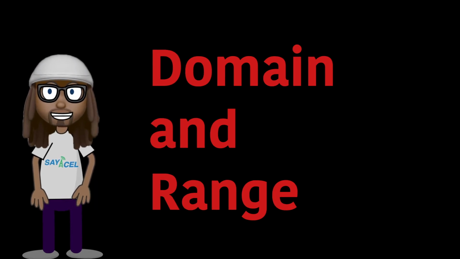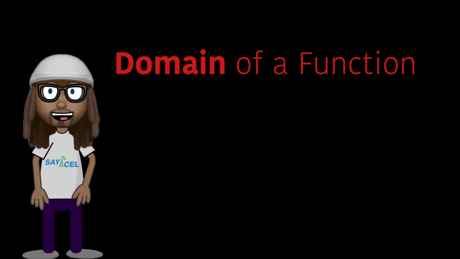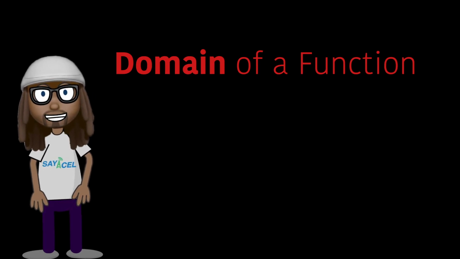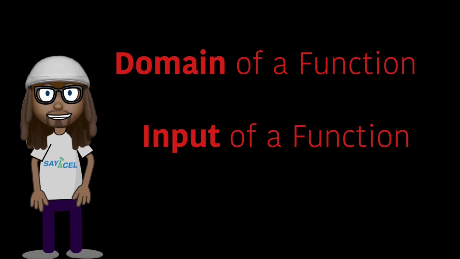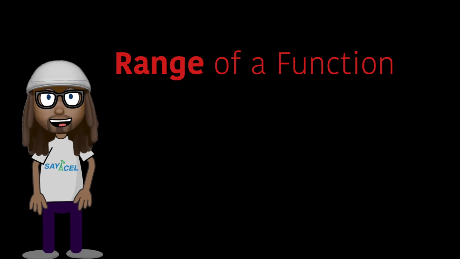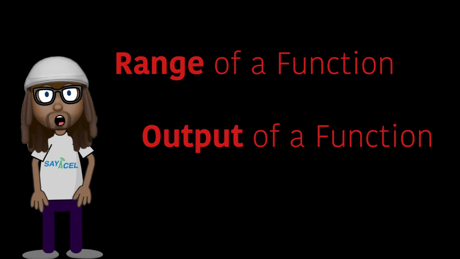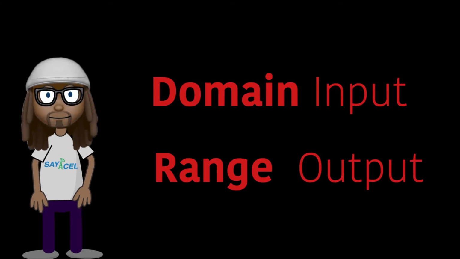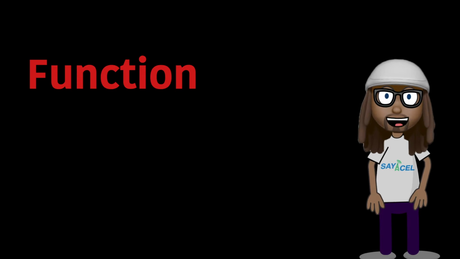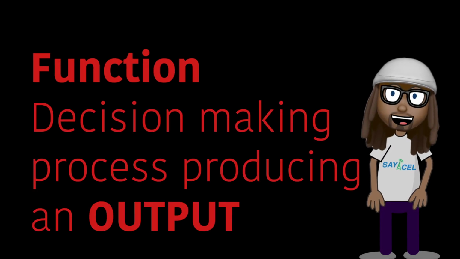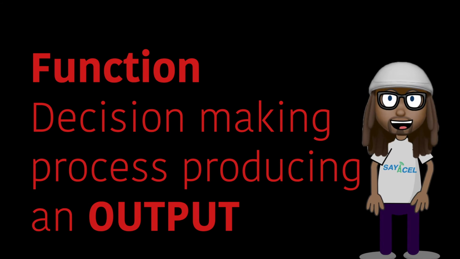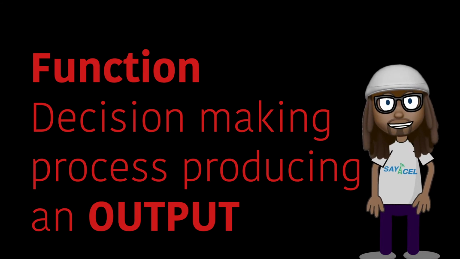The other terms that are good to remember are domain and range. Now, the domain of a function is the same thing as saying the input to the function. It's what's going into the function. The range of a function is the same thing as saying the output of a function. So, domain is input, range is output. And now let's think about the function itself, right? The function is the decision-making process that gives you an output or an answer.